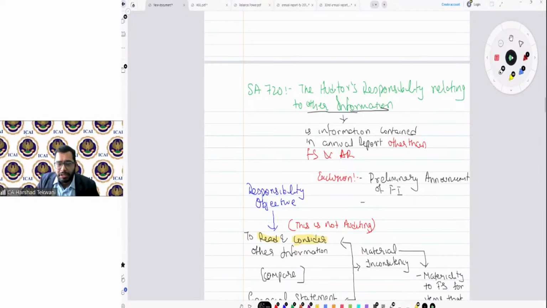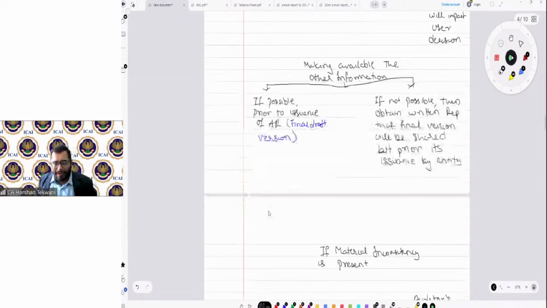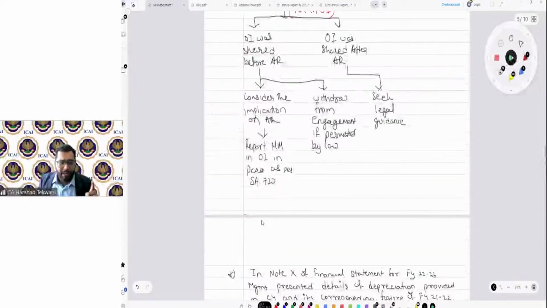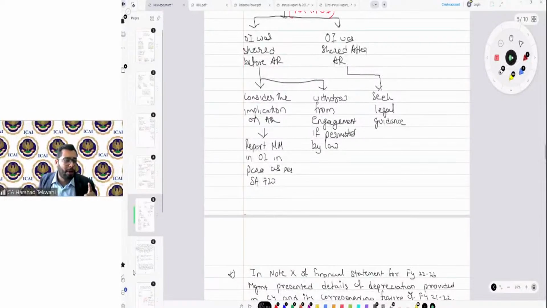Then securities offering documents, like a prospectus, are also excluded from other information. So when other information is there, we are required to read other information, and accordingly we are required to compare it.